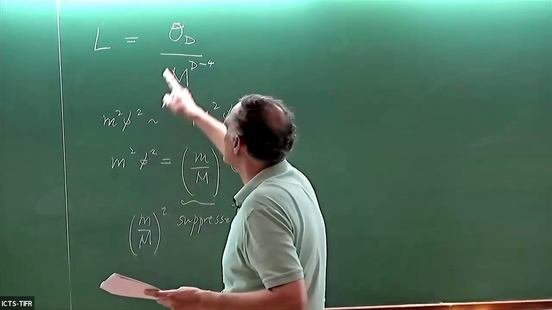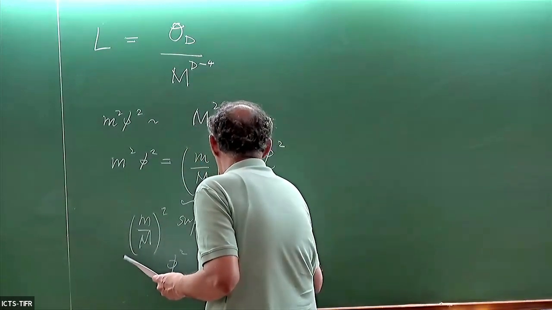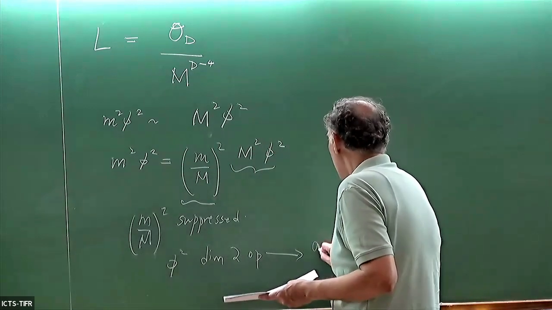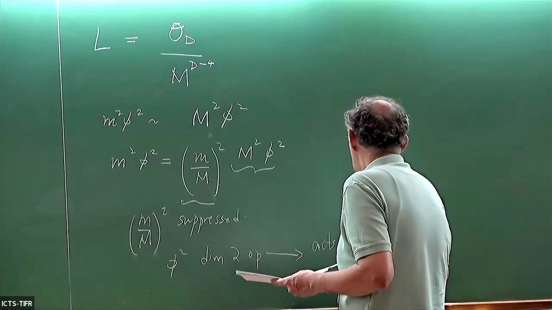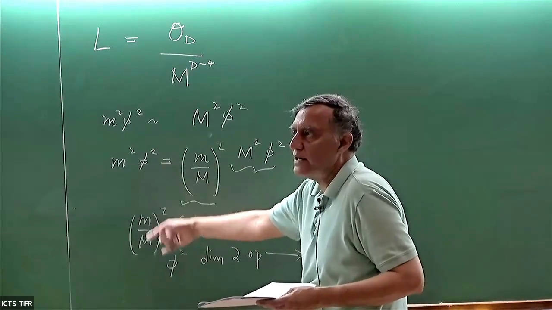What this means is that phi squared, which is a dimension 2 operator, as far as EFT power counting, acts like it's dimension 4 because it has an explicit extra 2 powers of suppression.